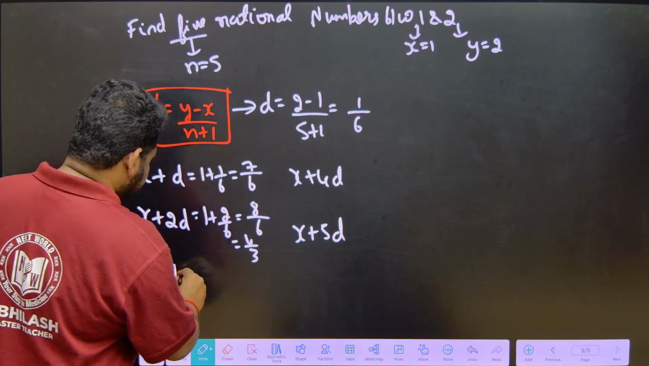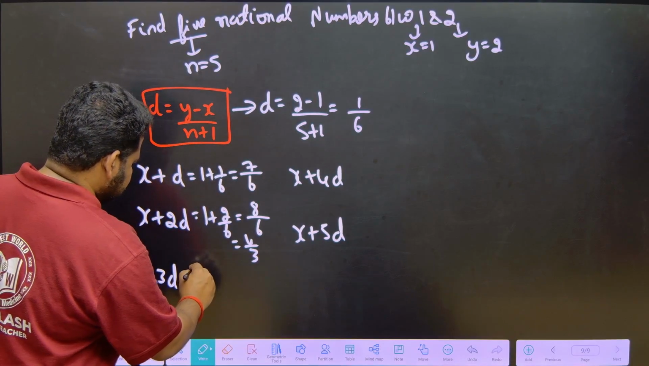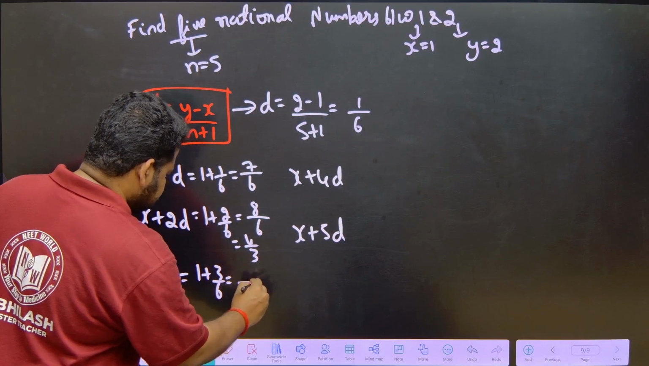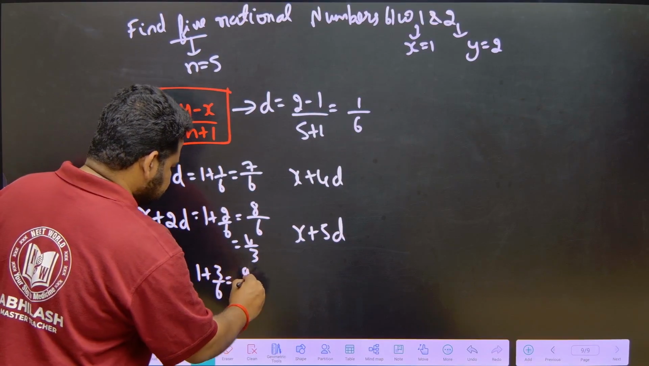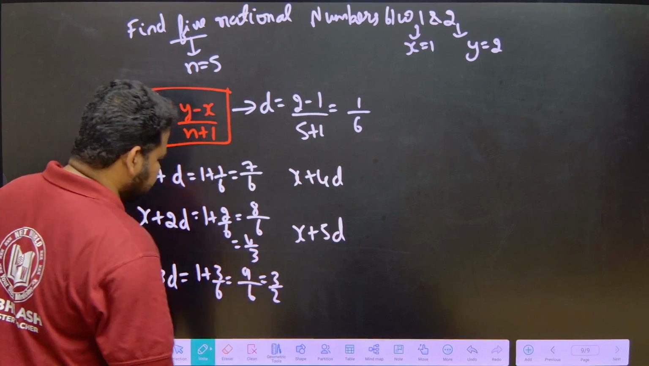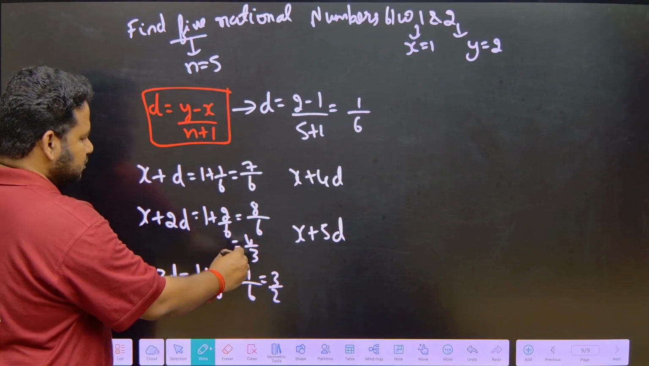Now, x plus 3d. So, this will be 1 plus 3 by 6. LCM will be 6. So, 6 plus 3, 9 by 6. If I cancel here, this will become 3 by 2.